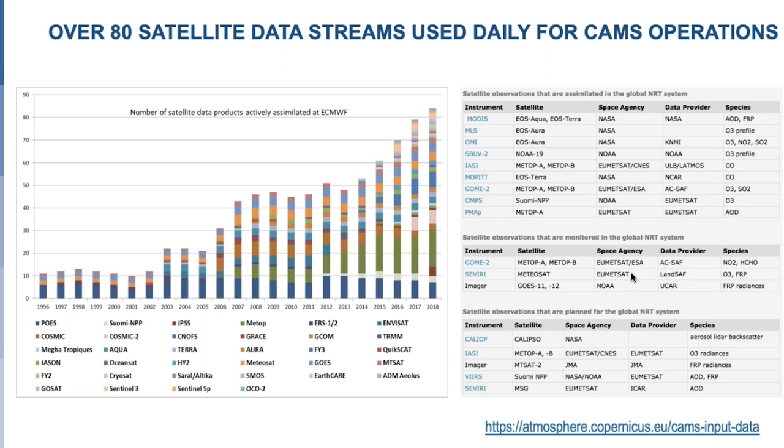And then the table on the right, I don't expect you to read, but it's just giving you a list of those instruments, just to give you a sense of the number of instruments and the number of different satellite platforms and space agencies that we work with to use their data. And more information is provided in the link at the bottom of the slide.